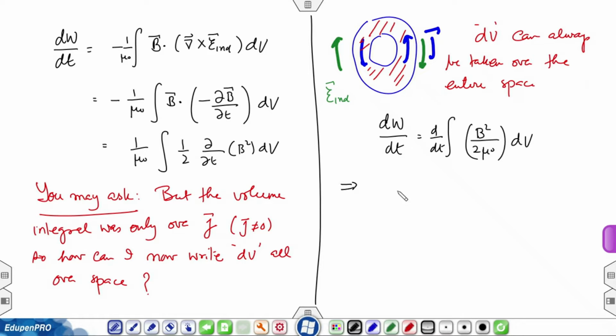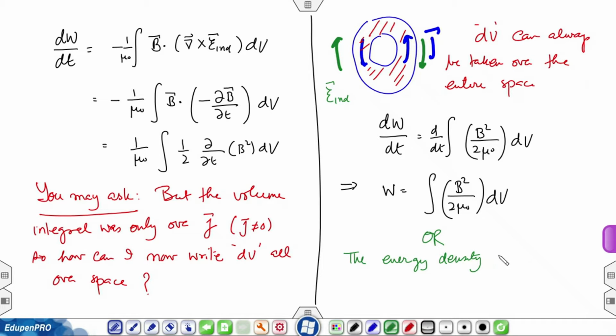This implies that the work done is equal to integral B square over 2 mu 0 dV, or the energy density in the B field is B square over 2 mu 0. So, we have gotten what the energy density is, like 1/2 epsilon E square in the electric field. Here mu 0 comes in the denominator.